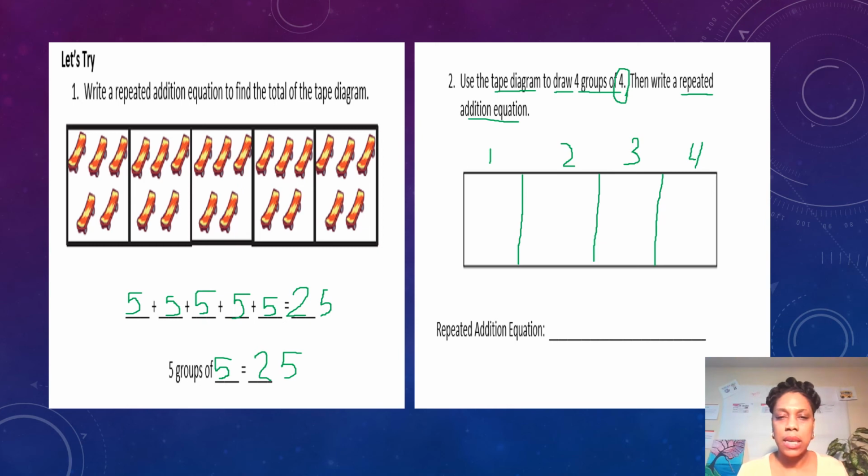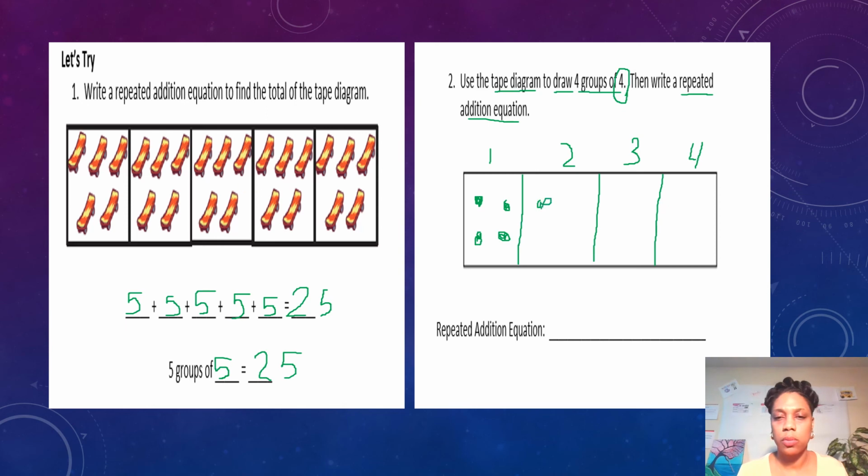So it's easiest for me to do a chip or a little dot. So I'm going to do a dot here. I'm going to do 4 dots in each group. 1, 2, 3, and 4. In that group, let's put 4 in this group.